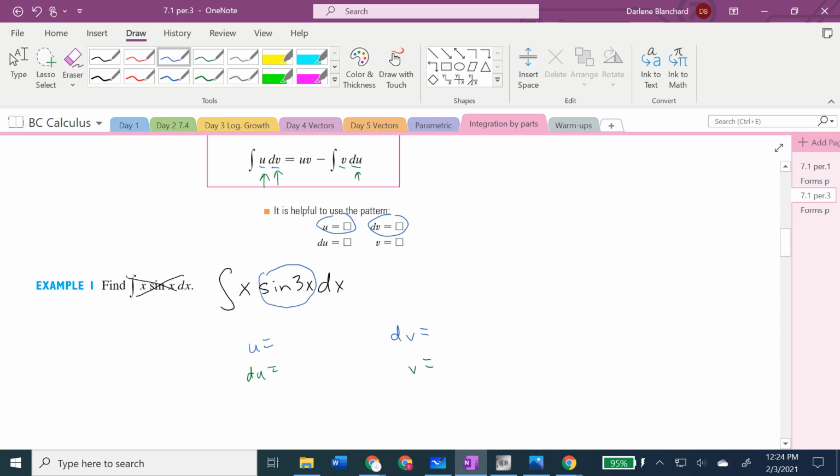Whether I integrate or differentiate sine 3x, I'm going to get a constant multiple times cosine 3x. So whether I put sine 3x in the u or the dv, I'm going to get almost the same thing in the du as I get for the v. So that's not a big deal. But what's the difference with x?